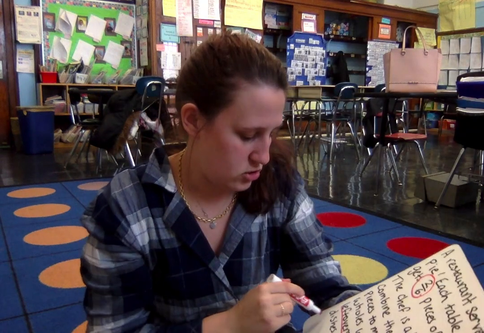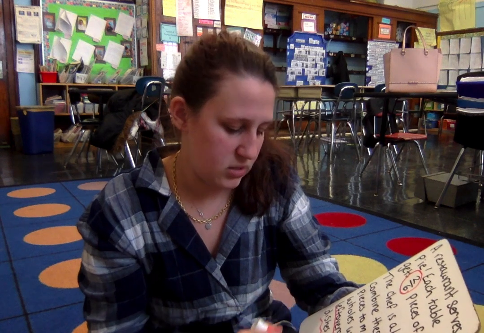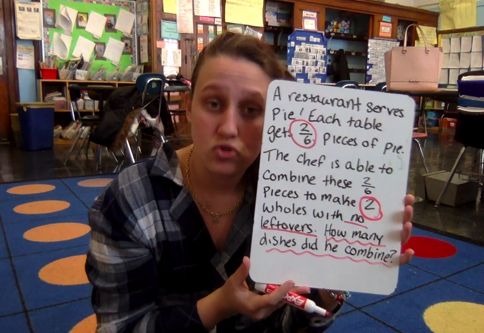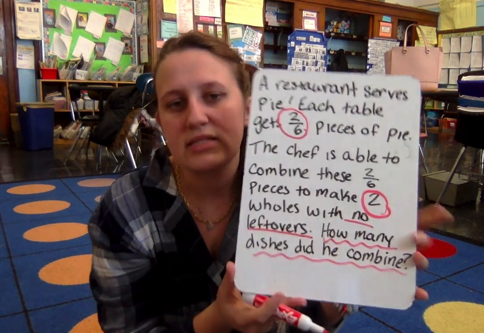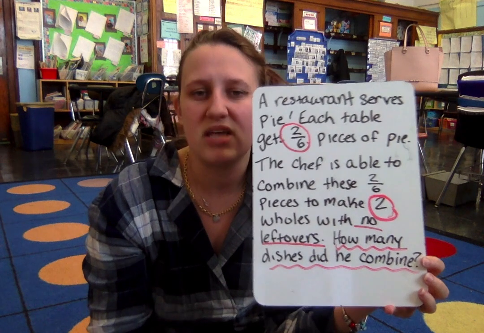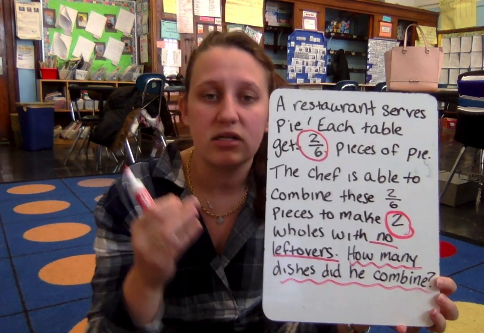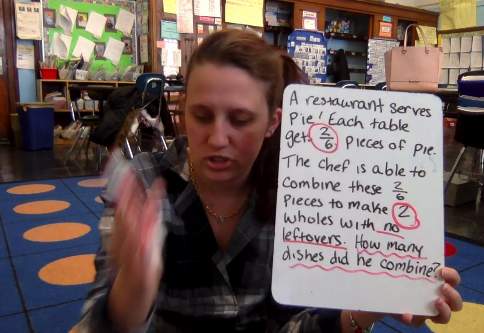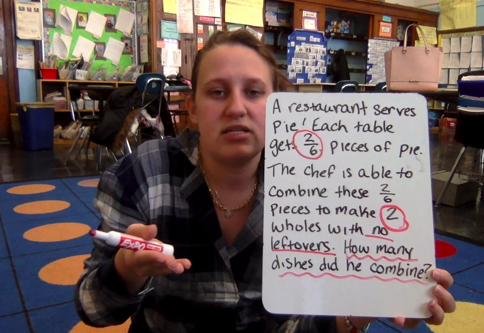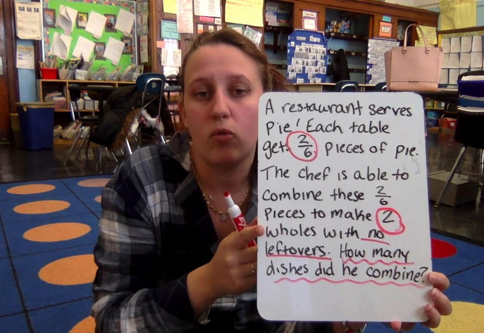How many dishes did he combine? Okay, so that's our question. They're not looking for us to say 2 wholes because we already know that that's in the problem. And they're not looking for us to say 2 sixths because that's how many pieces of pie each table gets. They're looking for a solid number of how many dishes the chef needs to count from each table. Basically, how many tables did he serve, 2 to make 2 whole pies.